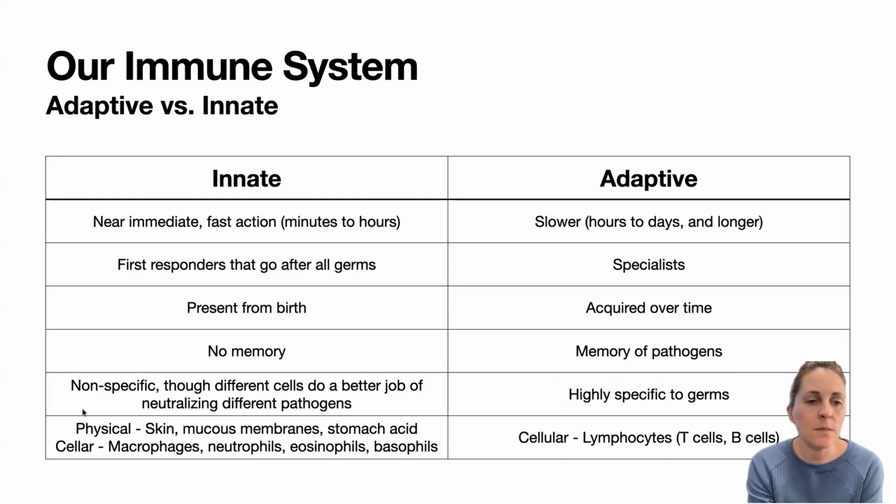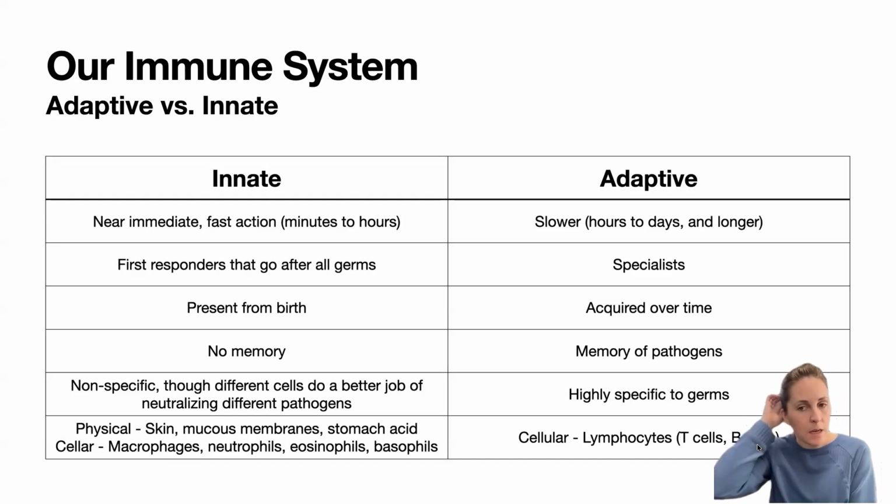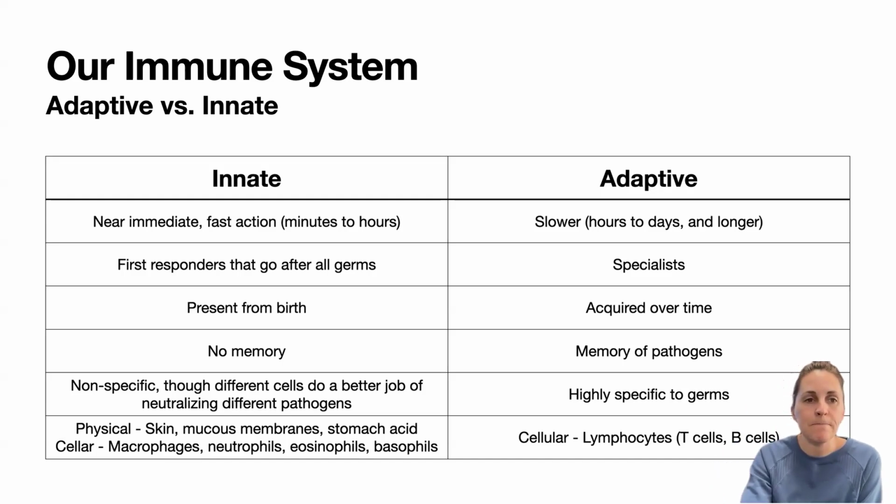The innate immune system is composed of the physical barriers, including our skin, mucous membranes, and stomach acid, as well as cellular components, which are the macrophages, neutrophils, eosinophils, basophils, and a couple others as well. As far as the adaptive immune system goes, it's primarily cellular, including our lymphocytes, which are our T and our B cells. And then we also have the antibody component. Antibodies are produced by those B cells.